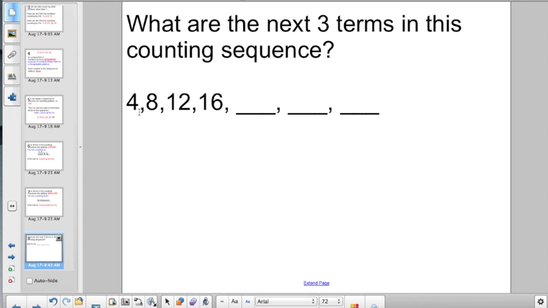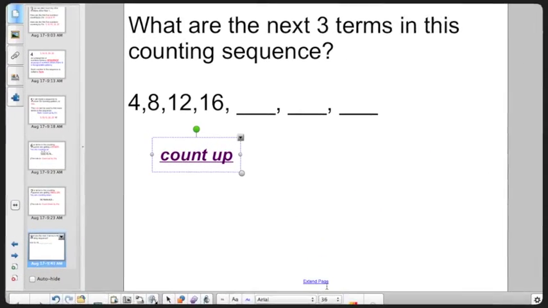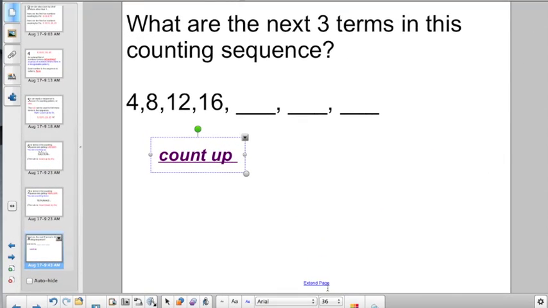So, are my numbers getting bigger or smaller? I'm starting with 4, then I have 8, then 12, 16. The numbers are definitely getting bigger, aren't they? And if the numbers are getting bigger, we said that means we are counting up, right? So, let's figure out the rule first. The rule would be count up by, how many are we counting up by?